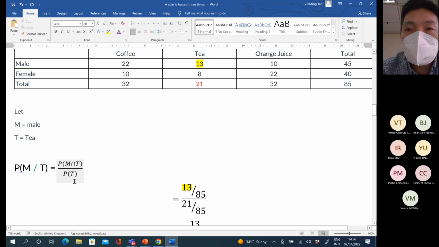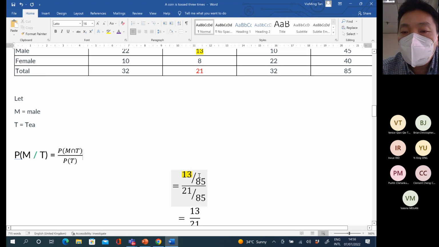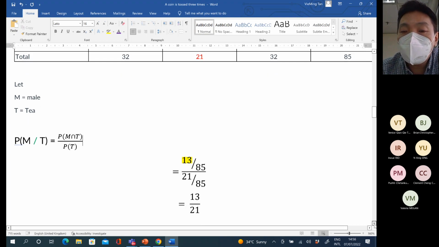Then how about here? Denominator P(T). P(T) means the probability to get a student who likes to drink tea, who prefers tea. So how many of them? 21 in total out of 85. So you put 85 here. We may find that this 85 appears on the numerator and also the denominator, so these two 85s can be cancelled out. So the final answer is equal to 13 over 21.